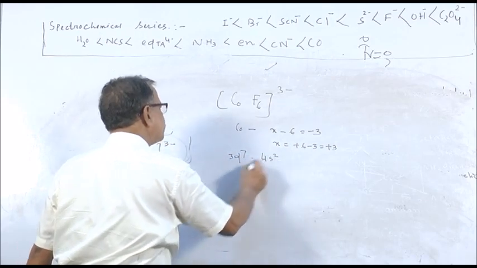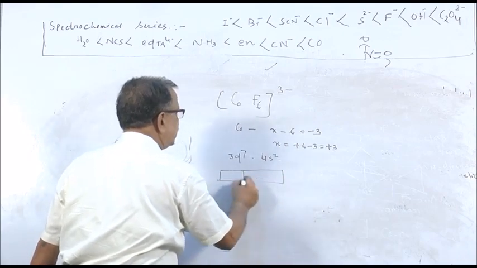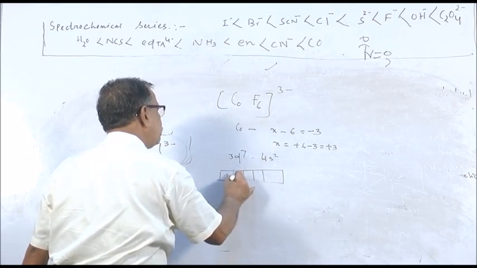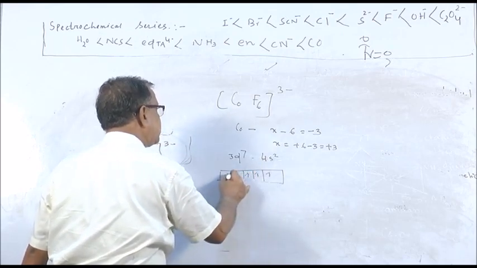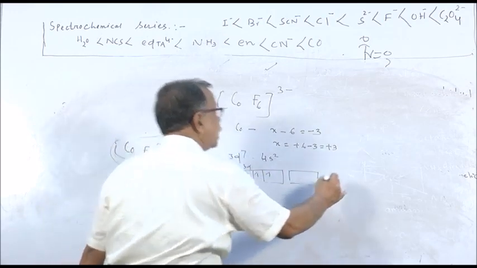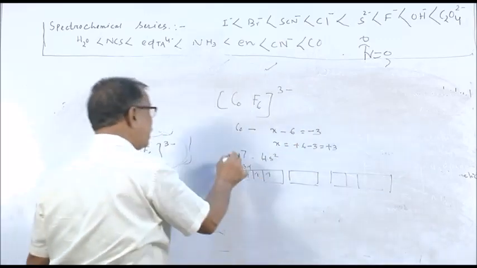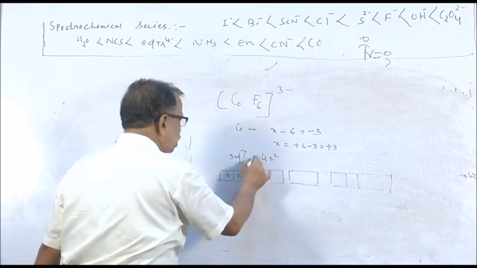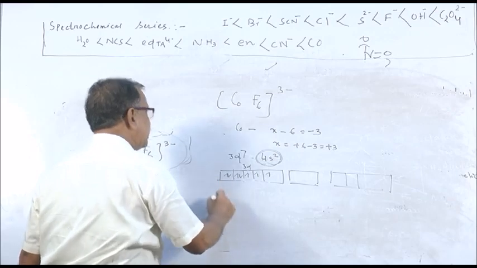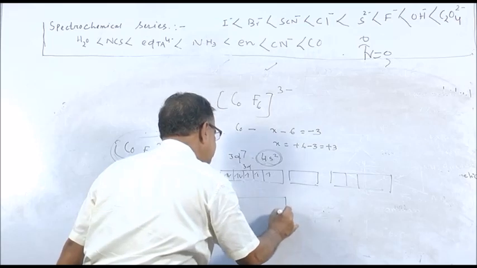Cobalt is 3d7 4s2. Now my point is, cobalt in plus 3 state, 2 electrons go from the outermost orbital, 1 electron from the 3d, so it remains 3d6. In the place of cobalt, the plus 3 state remains as 3d6.